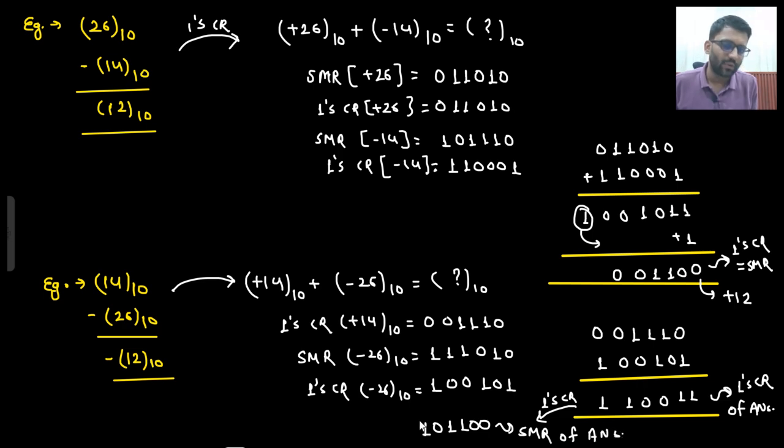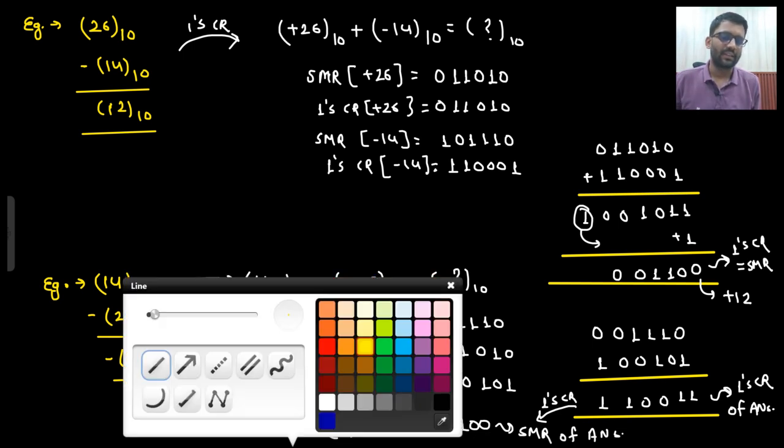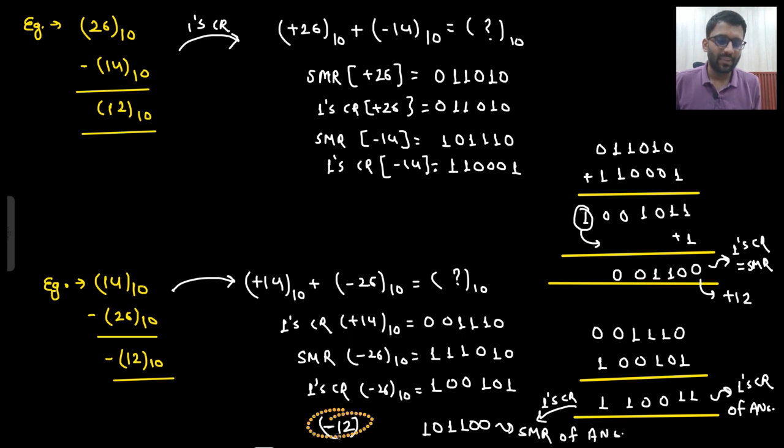And you can check it. What will be the sign? Since 1 is there, the minus sign is there. 1, 2, 4, 8, minus 12. That's it. The answer is correct. So I will again repeat all the things. Within 2 examples, we are understanding everything.